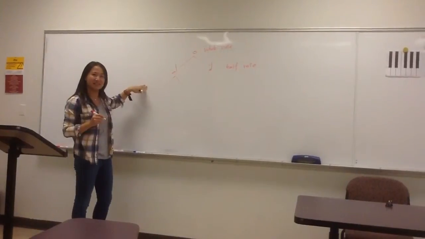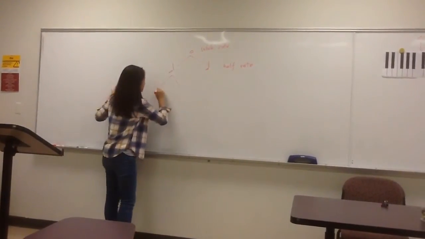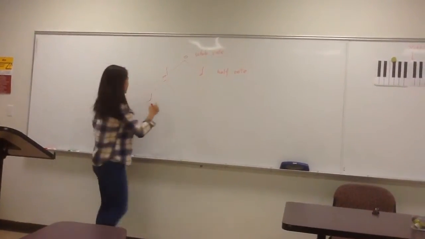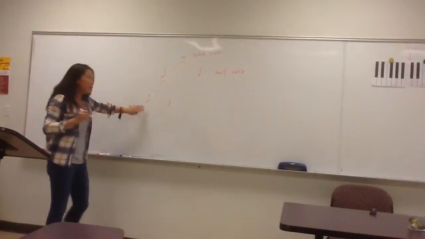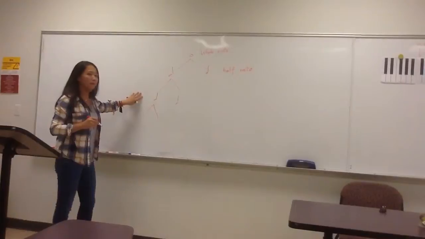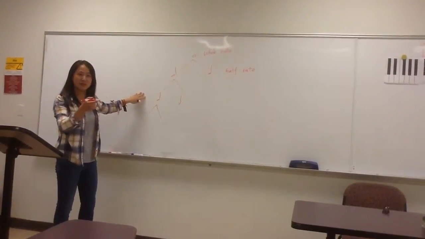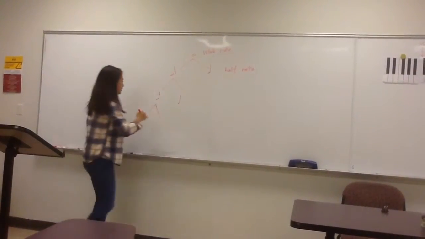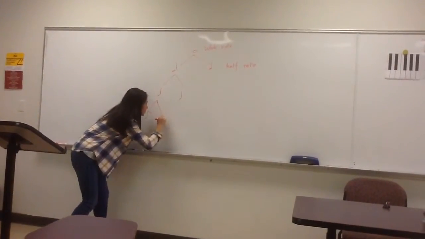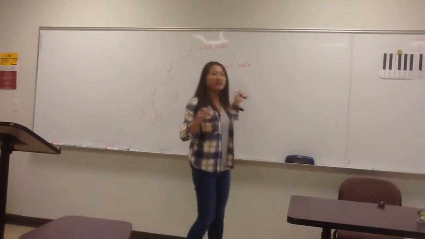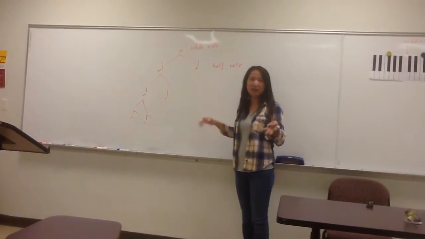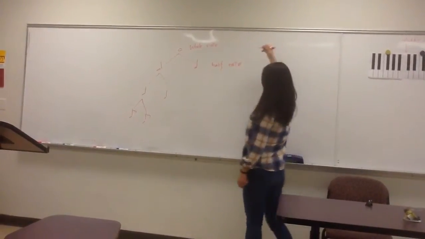What is next? Quarter note. Yes, quarter note. So, one half note equals two quarter notes. Yes, good. Okay, and what is next? Eighth note. Yes, eighth notes. So, one quarter note equals two eighth notes. Yes, I think some of you forgot this one, so please take a note. Okay, so let's go to the rest part.